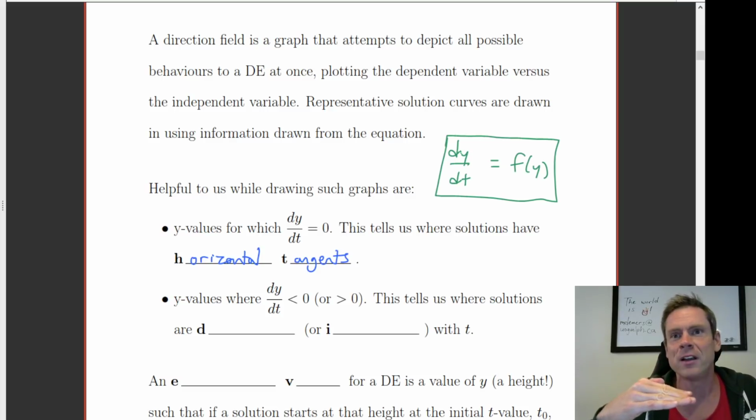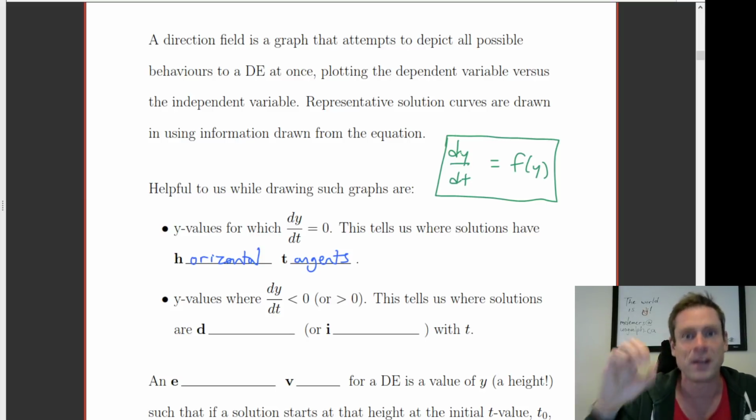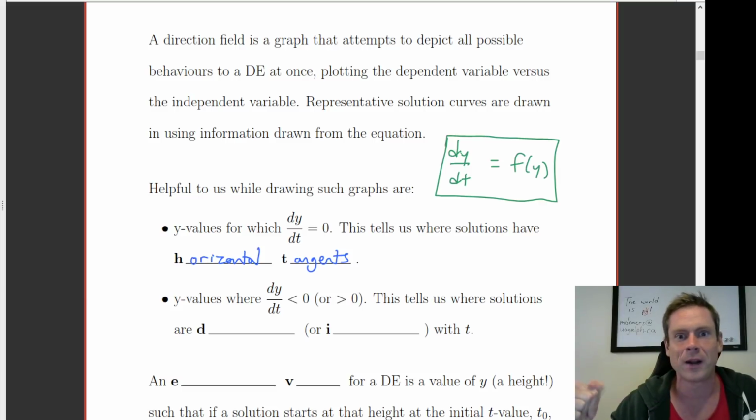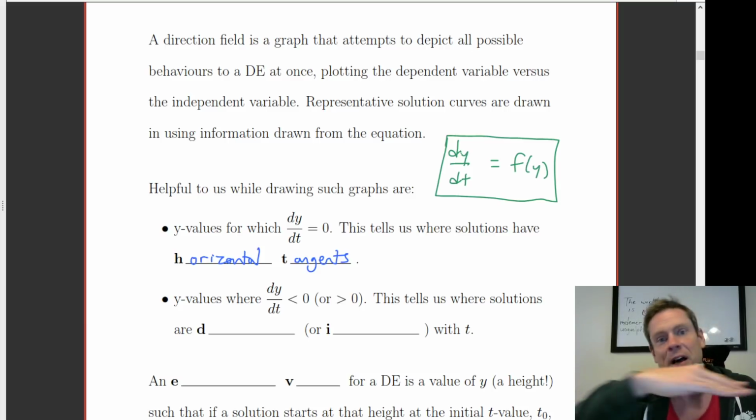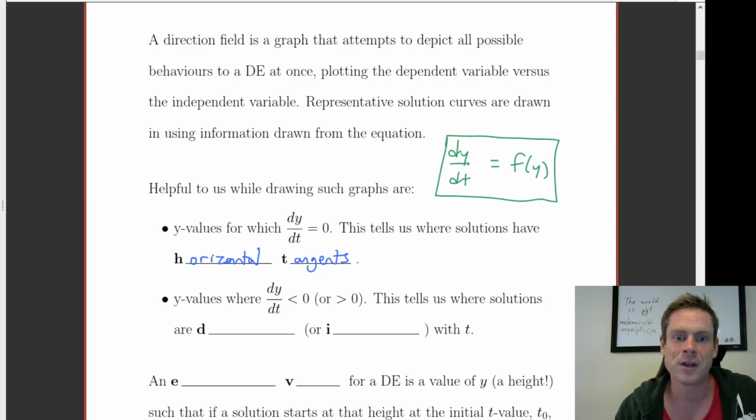And moreover, since the equation's not going to change over time, because the f is dependent squarely on y, not t, it's always going to be dy by dt equals 0 for that particular height. And so my solution is going to end up being an equilibrium solution, one that doesn't change, one that stays constant with all time. Okay.